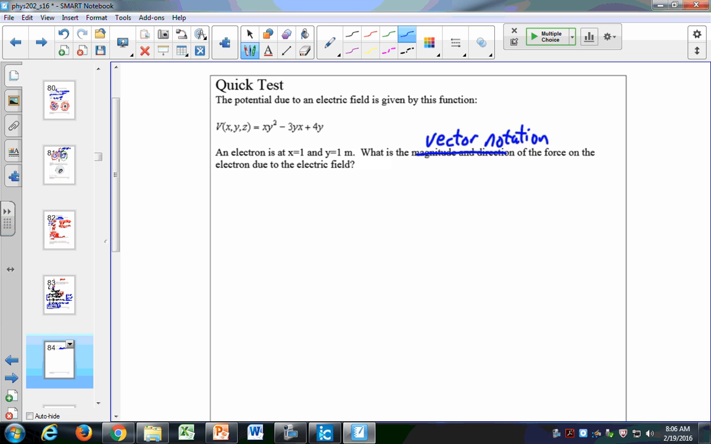So remember, the electric field in some direction S is equal to negative del V del S. So I need to do that for X, Y, and Z. Then you plug in your coordinates for X, Y, and Z, and you get your X, Y, and Z components of the electric field. And then to find the force, you need to remember that F is equal to Q times E. Give you a few minutes to head start.